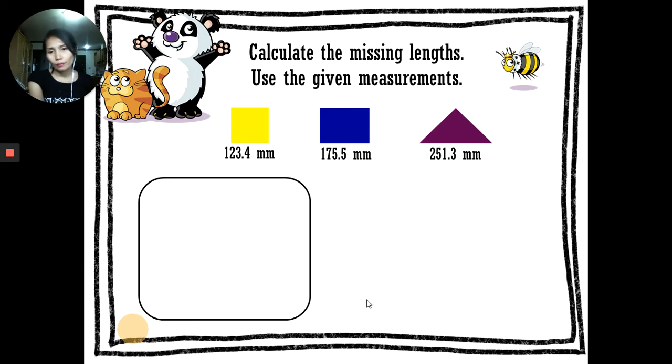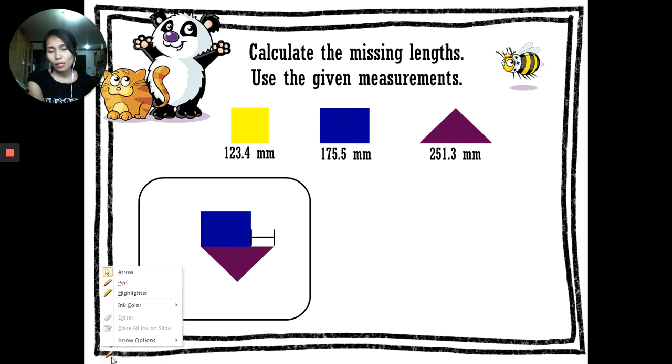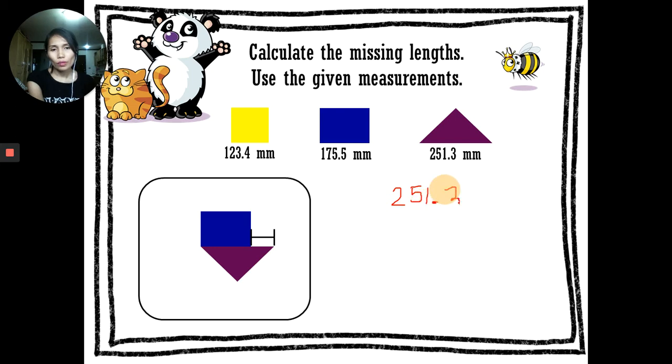Okay, I think this is the last one. Again, we are looking for a portion, a part of the triangle, so that means we will subtract again, right? So let's try to subtract. The bigger length here is the triangle, so we will start with the triangle. Step 1, line them up together. 251.3 minus the rectangle.